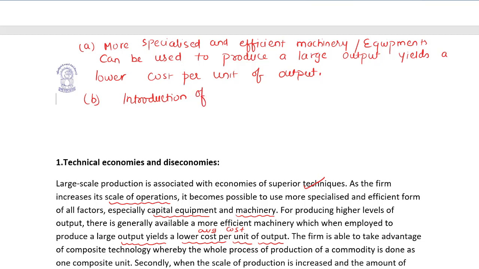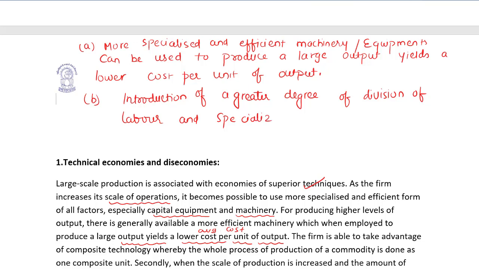Introduction of a greater degree of division of labor and specialization leads to reduction in cost per unit. Okay?